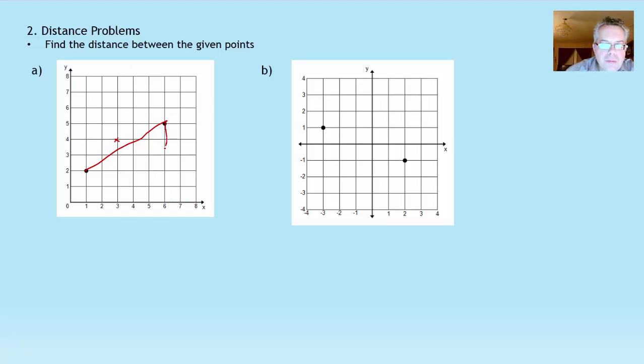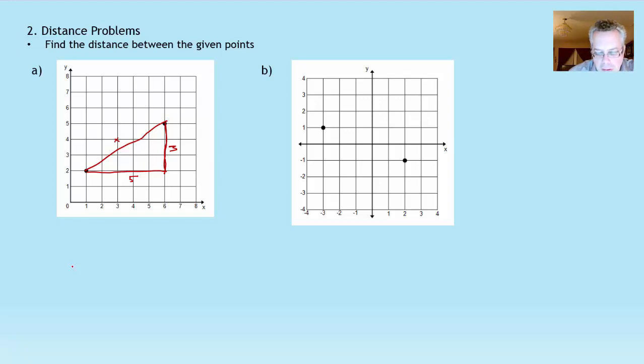And to find it, we're going to make a right triangle. We're going to connect the points by taking a step to the right, a horizontal step, and a step up. So this is 1, 2, 3, 4, 5. This side is 5 units long. This side is 3 units long. And the distance between the points is the length of the hypotenuse.